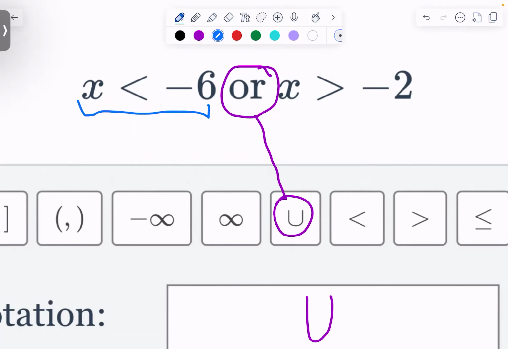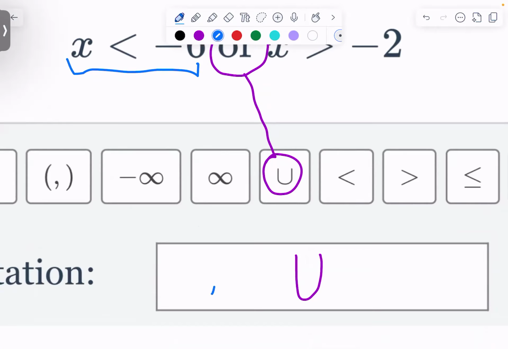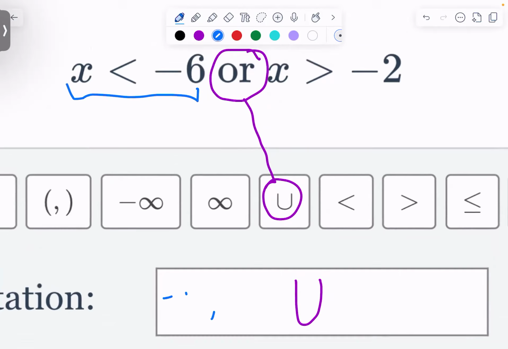What's my lowest number? Lowest number. -infinity. If a number is less than -6, can it be -7? Yes. Can it be -8? Yeah. Can it be -1,000? Yeah. Can it be -infinity? Yes. So that's my lowest number, right? -infinity is lower than -6. And what's my highest number that it can be? -6.